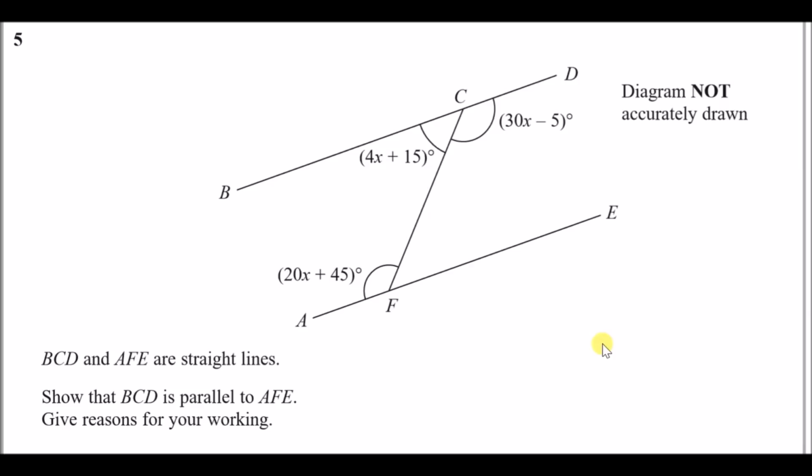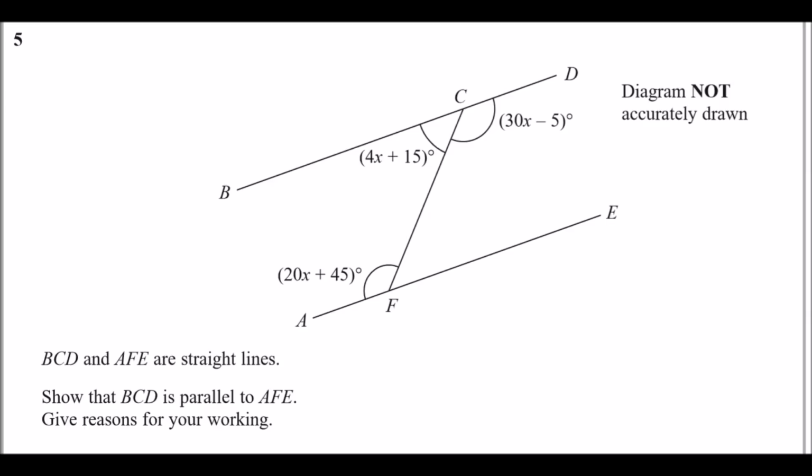Okay, number 5. All right, so this is easily one of my favorite questions. Let's check it out. B, C, D, and A, F, E are straight lines. So it's these 2 lines here, B to D and A to E. Show that those 2 lines are parallel. Give reasons for your working.